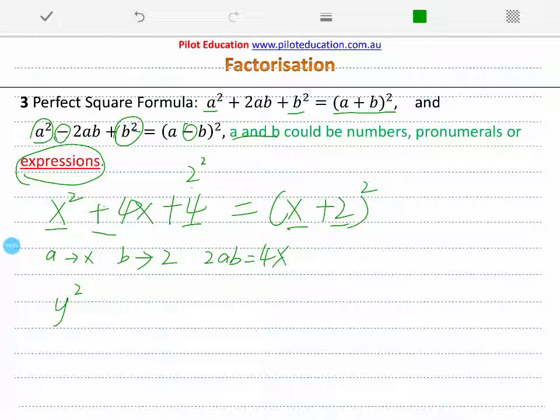Next, y squared minus 6y plus 9. So 9 is 3 squared. We do minus 6y. So that equals a is y and b is 3, then squared. But we have to double check 2ab. So 2 times y times 3 equals this 6y. So that's right. That perfectly fits the formula.